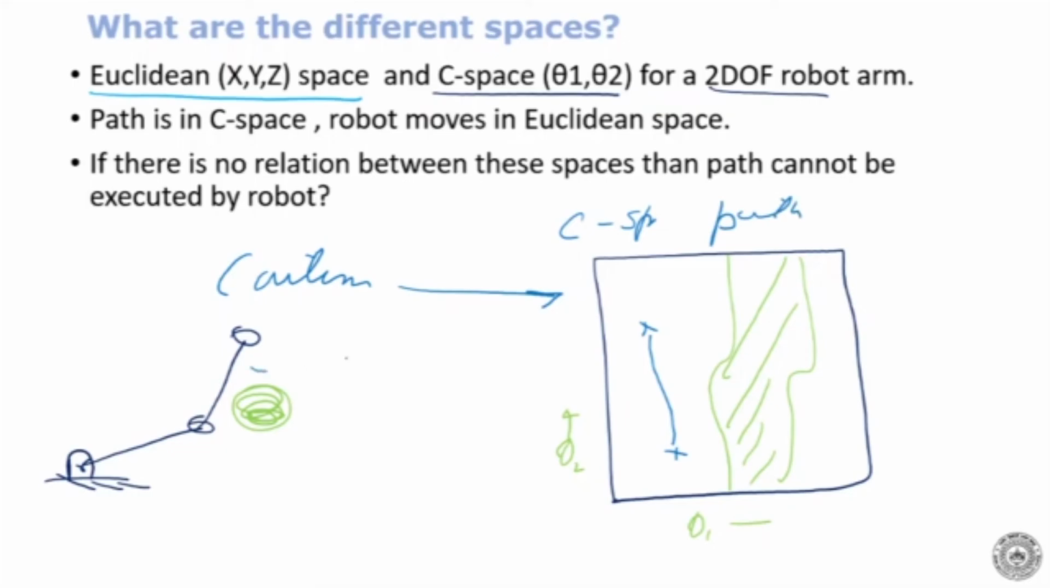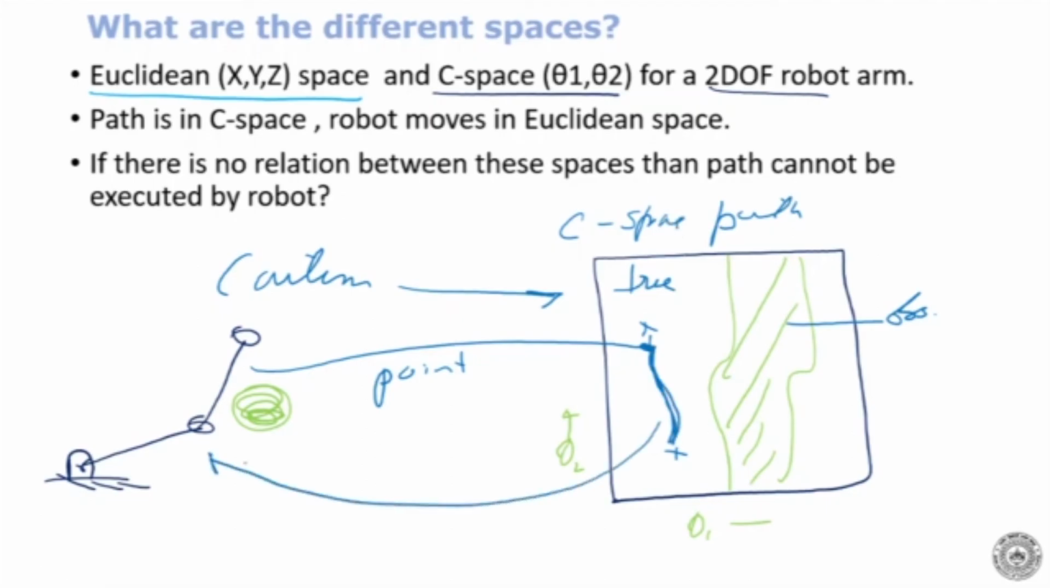The robot has become a point. Okay, so this has become a point now. And this is my free space. This is my obstacle space. So I found a path now. Now, after having found the path in C space, I have to move back to the real world.